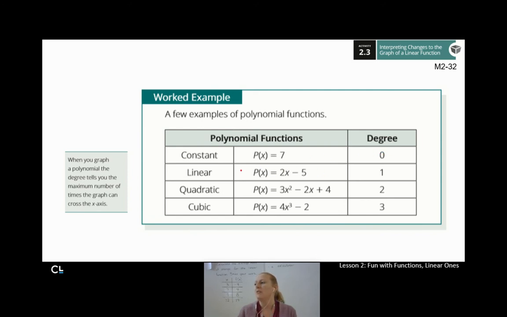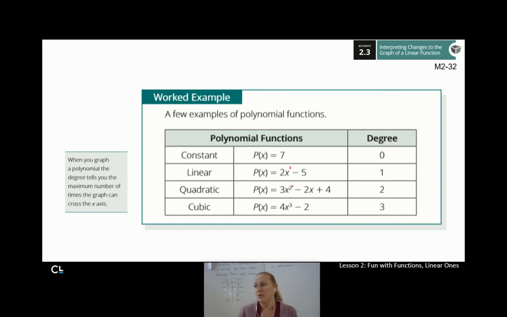Here's my linear function. You recognize this, slope, y-intercept. Isn't it great? Now, we don't usually put an exponent on the x, but if we wanted to, I could put an exponent of 1. And so I would say it has a degree of 1. I would also say the leading coefficient is 2. For a quadratic, the key was that x squared.